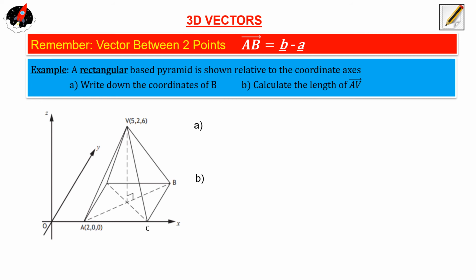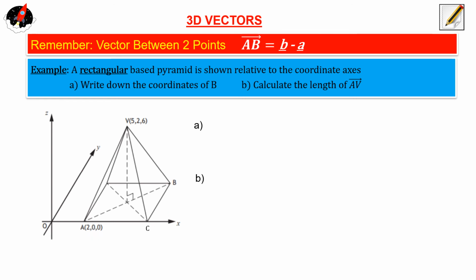So here we've been asked to work out the coordinates of B. To get to B, we need to go from the origin along to C, and then from C along to B. There is no movement vertically, so there's no movement in the Z direction, so therefore the last coordinate will be 0. So we need to concentrate on the first 2 coordinates. So let's have a look at that.